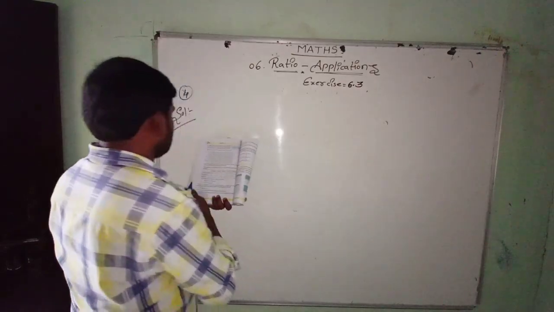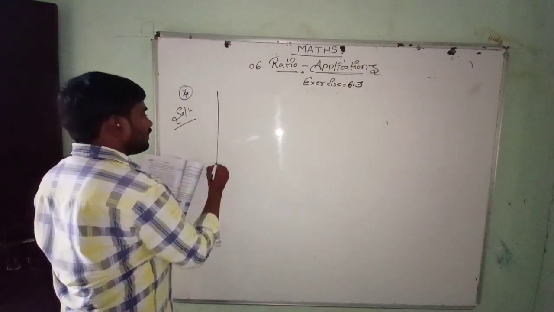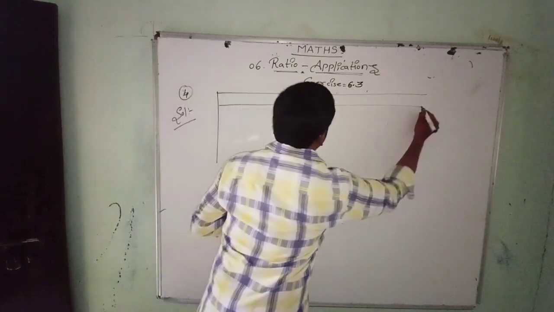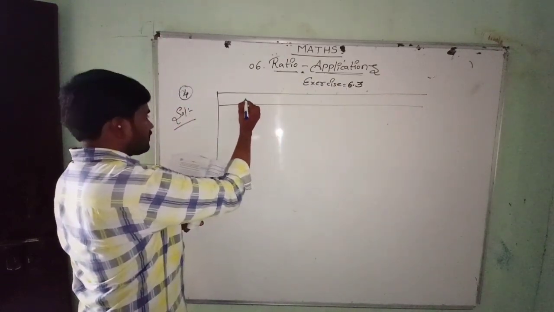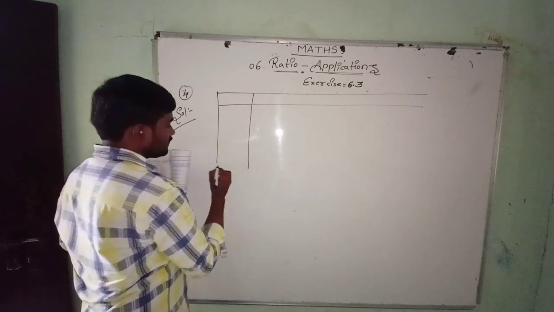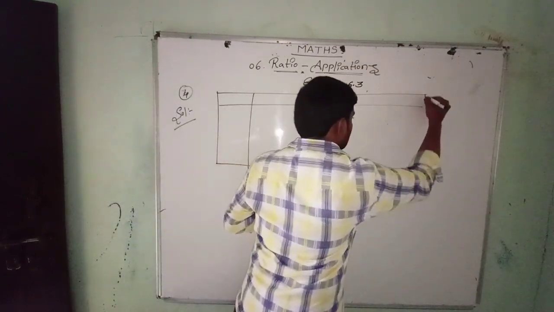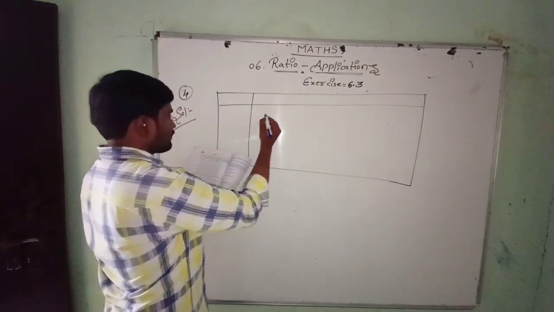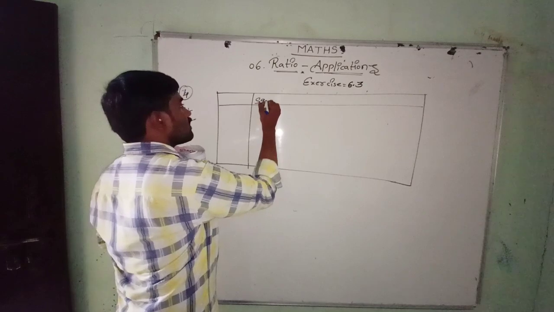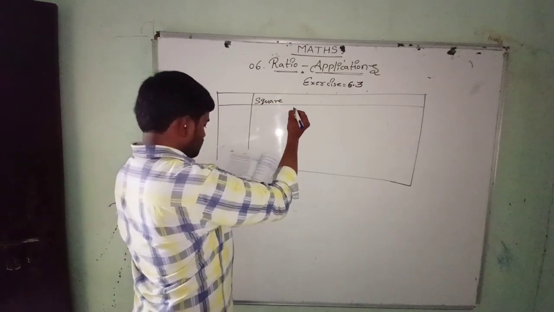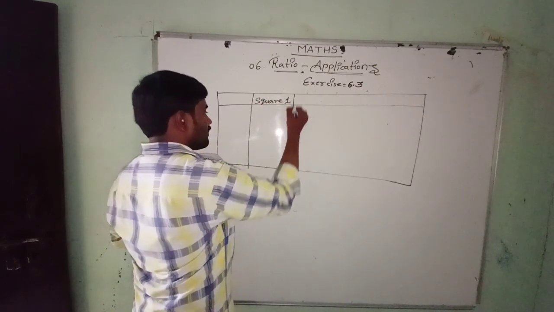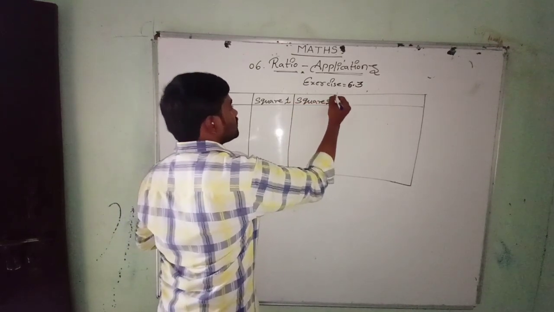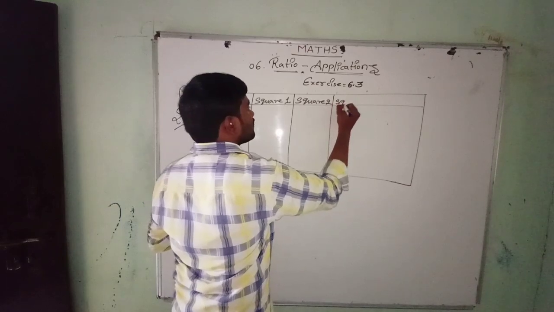Here we have to go for a table. I have to draw a table here because it is necessary now. Square 1, square 2. What is the question? You read till that time, I will draw this table.